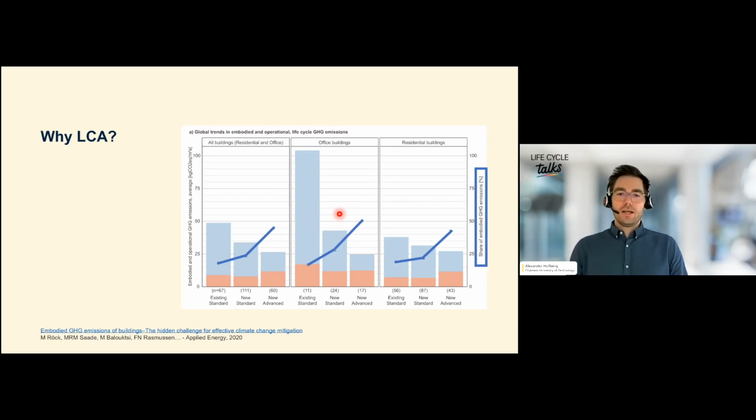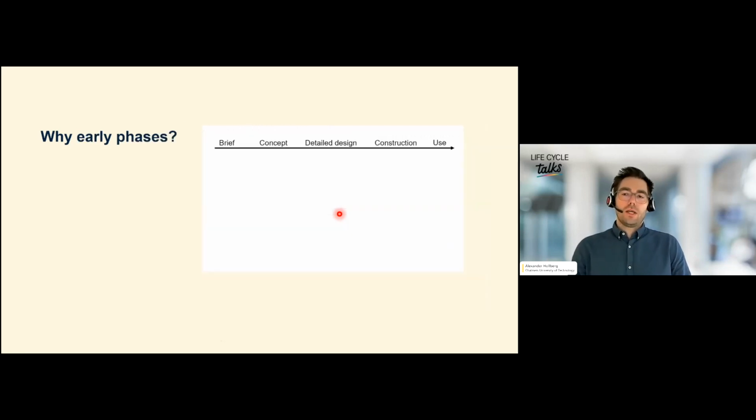And why early design phases? Well, if we look at the design process of a typical building, we can split it into different design stages. For example, the brief and the concept, typically that's the level of an architectural competition. Then a detailed design where usually technical drawings are done, and finally construction and the use phase.